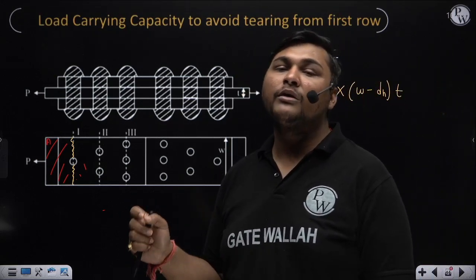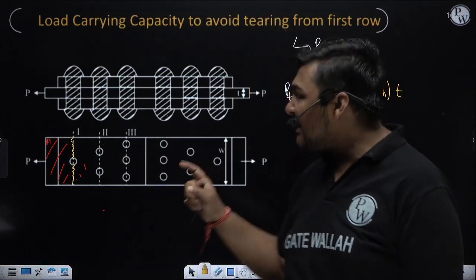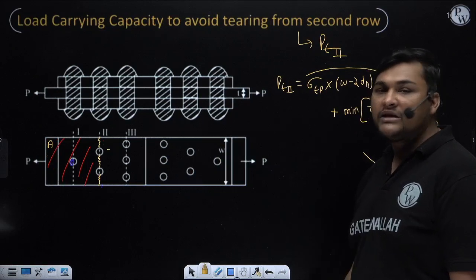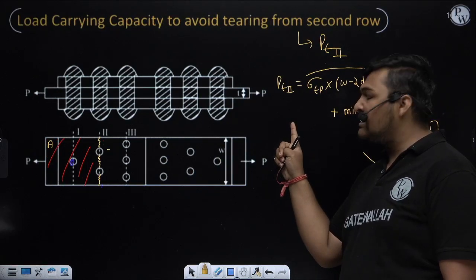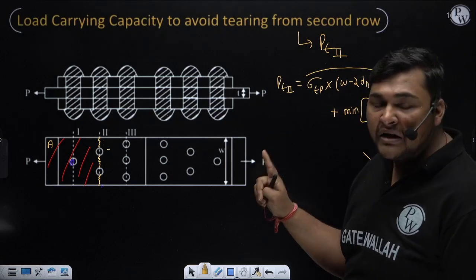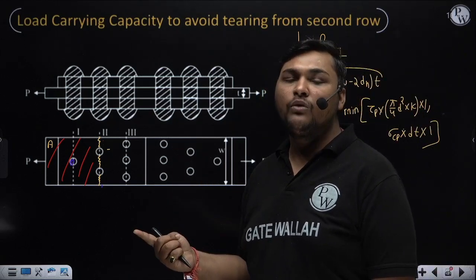So when number of rivets in the upcoming row, meaning the row which is away from load P, is more, then we need to calculate PT2. Otherwise, we will never calculate PT2. That's why I have mentioned this thing you need to only calculate in diamond pattern. You need not calculate these things when number of rivets in each row are same.